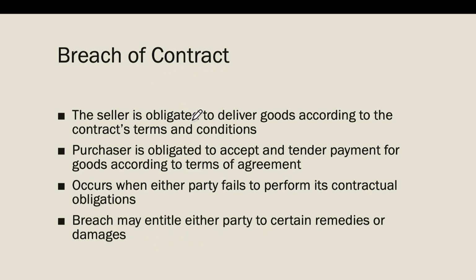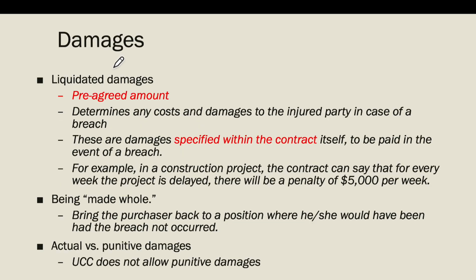Normally, a seller is obligated to deliver goods according to the contract's terms and conditions, and the buyer is obligated to make payments accordingly. However, a breach of contract occurs when either party fails to perform its contractual obligations, and breach may entitle either party to certain remedies or damages. When we talk about damages, the first one is liquidated damages. Liquidated damages are predefined, pre-agreed in the contract, which means the contract defines if things go wrong, then what type of damages a buyer or supplier will pay.